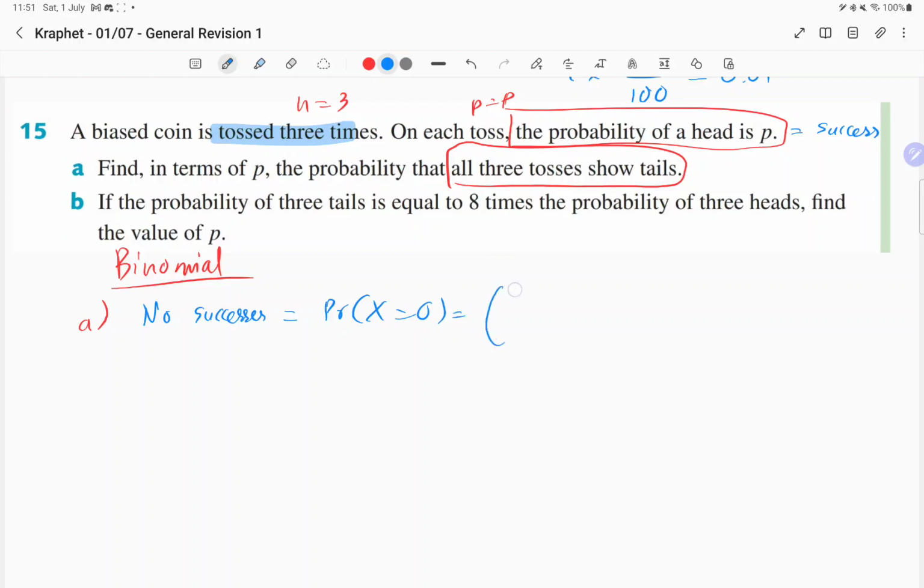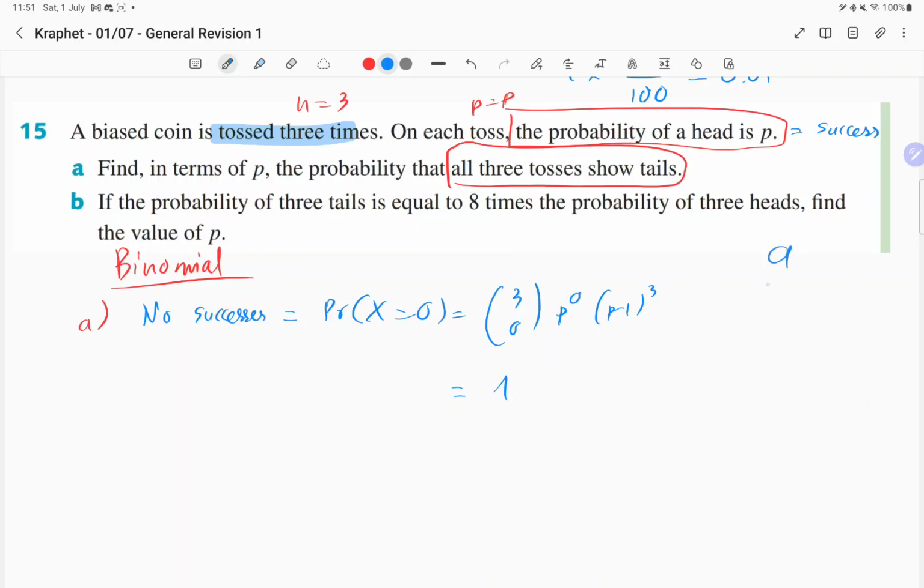So that would be 3C0, then p to the power 0, and (1 minus p) to the power 3. It's just the formula of the binomial distribution. How many times do you get successes? 0. How many times do you fail? All 3 times. And this is the permutation, 3C0. What's 3C0? Always 1.